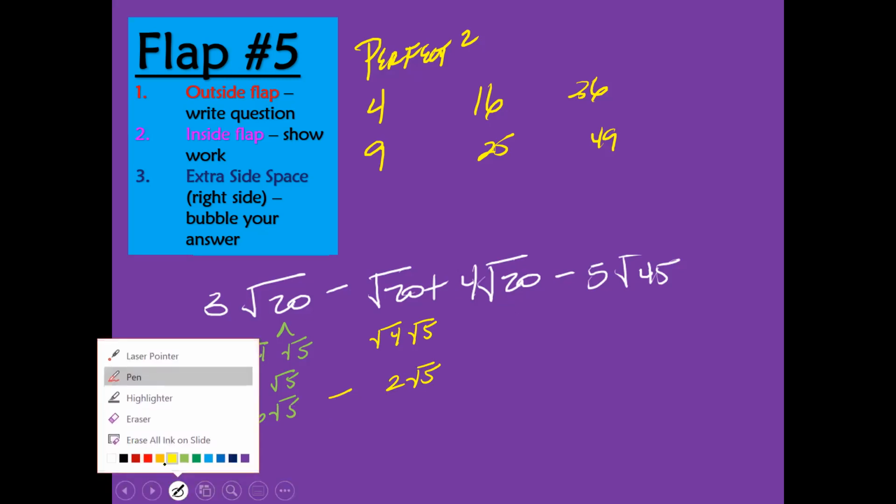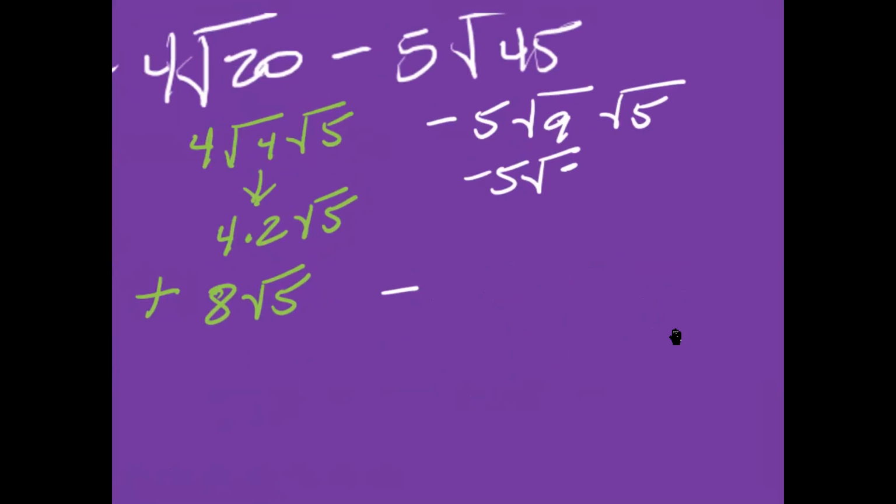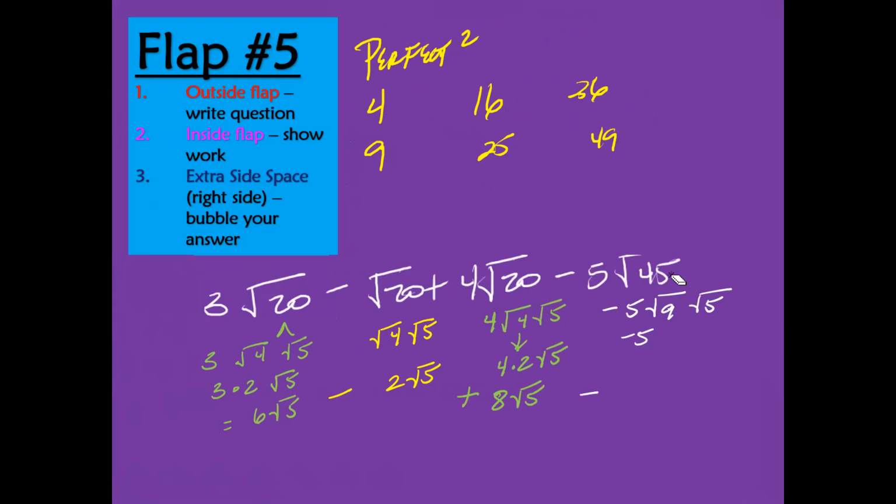Same thing here for the third one. Here you have a 4 square root of 4 square root of 5. Square root of 4 is 2, so what's 4 times 2? It is going to be a positive 8 square root of 5. And then the very last one, you have minus 5. What times that gives me square root of 45? How about 9 and 5? Which gives me a square root of 9 is a 3. Square root of 5, which is a minus 15, square root of 5.